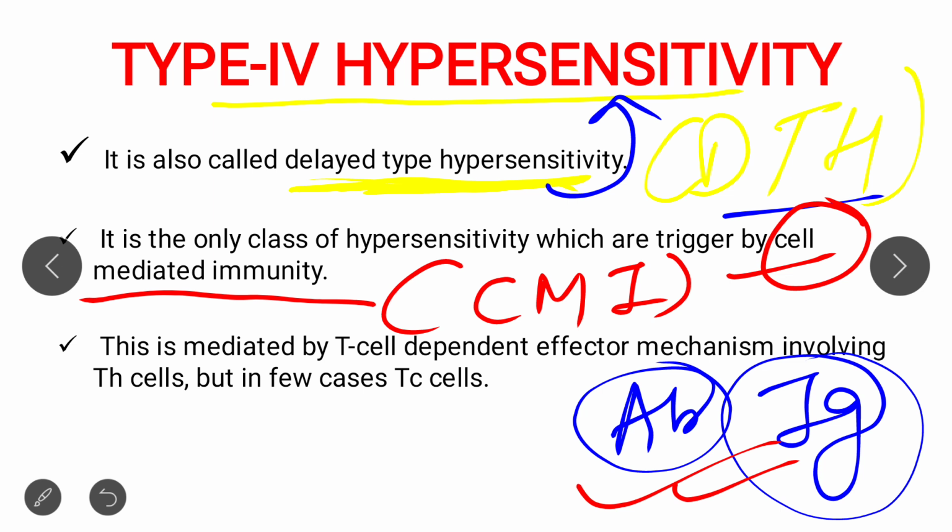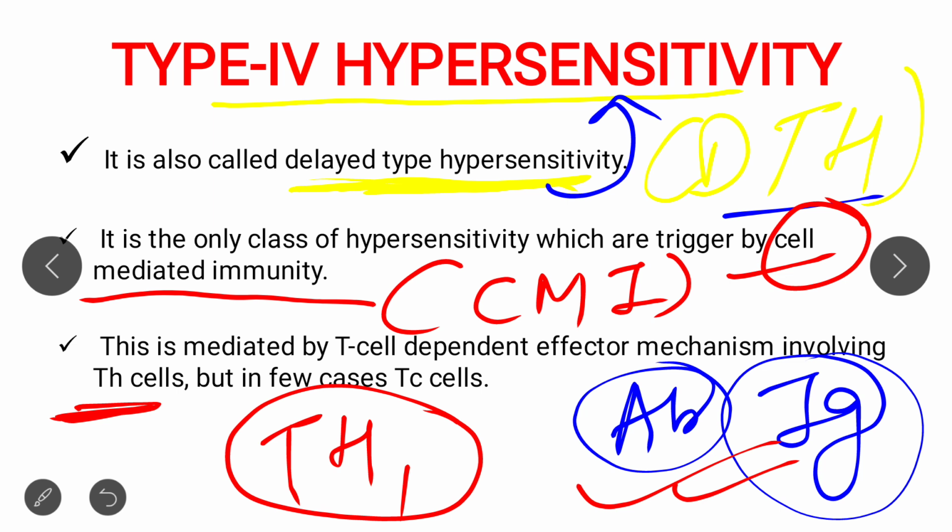And the third point is that this is mediated by cell mediated immunity, mainly the involvement of T cells, and especially of TH1 cell. Please remember, especially of TH1 cell. And I discussed TH1 cell in detail in the previous lecture. Please go and watch the cells of the immune system lecture, in which you will find all these things.